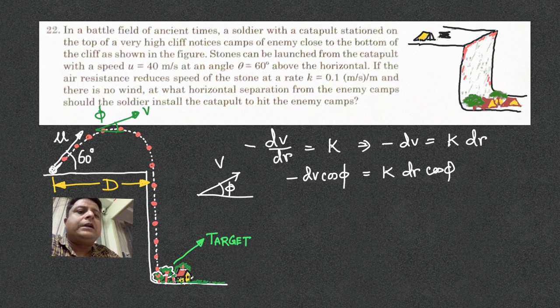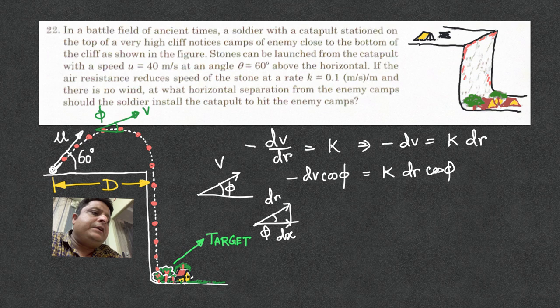Now you know dr cos phi, see that is dr and phi. So dr cos phi is dx, dr sin phi is dy, though that is not required, and dv cos phi is dvx. So minus d of the velocity x component, so minus dvx is equal to k times dx. So now we can integrate it.